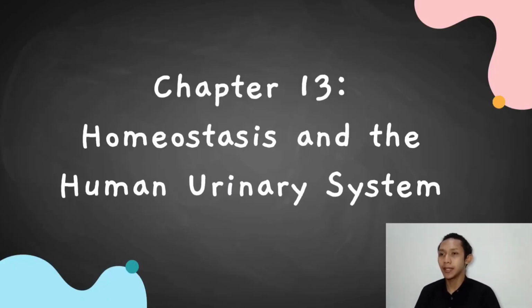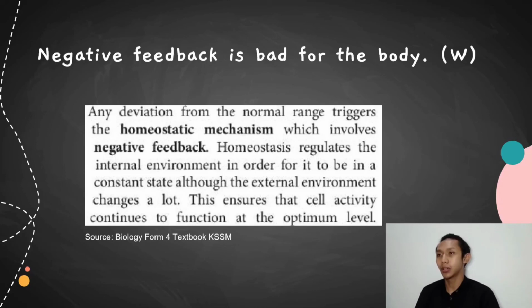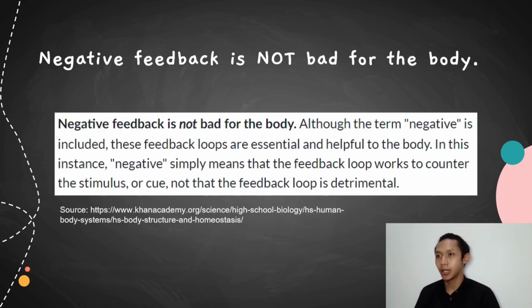Okay, next chapter is chapter 13, which is homeostasis and the human urinary system. The misconception about this chapter is that negative feedback is bad for the body. The students have this misconception while learning the topic. Actually, negative feedback is involved in homeostatic mechanisms. So, negative feedback is not bad for the body.